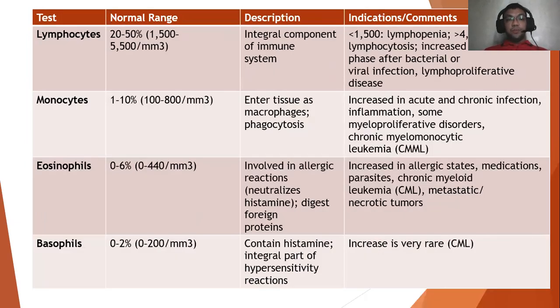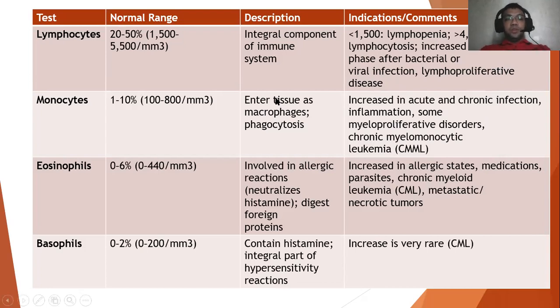Lymphocytes, 20 to 50% of the WBCs, and 1,500 to 5,500 cells per cubic millimeter. This one is integral component of the immune system. So they're the ones responsible for our immune system. Less than 1,500 would indicate lymphopenia. More than 4,000, there is lymphocytosis. So it's increase in convalescent phase after bacterial or viral infection or in lymphoproliferative disease.